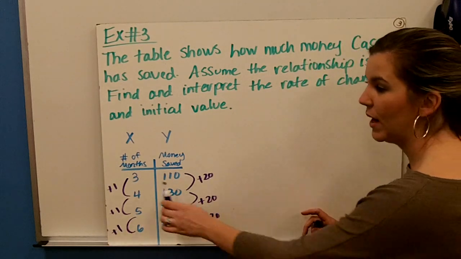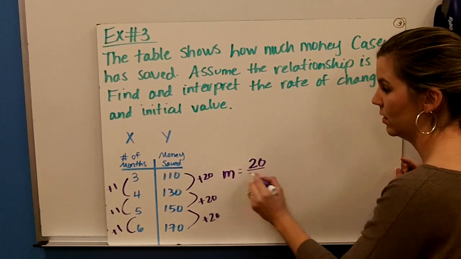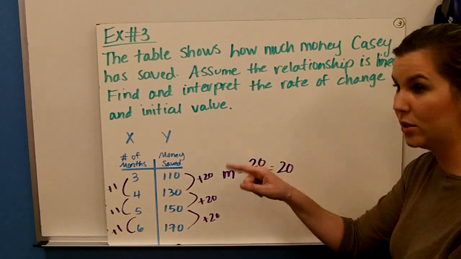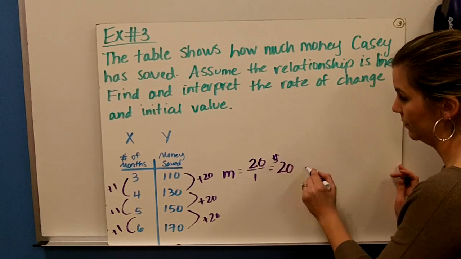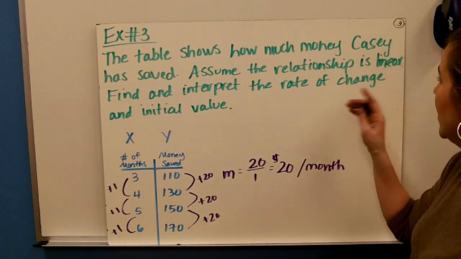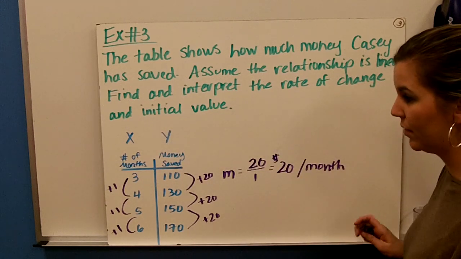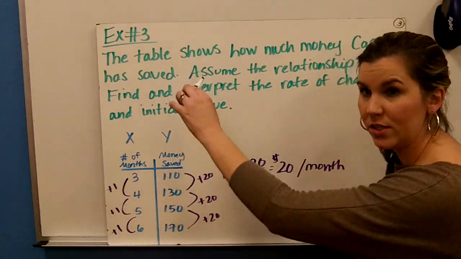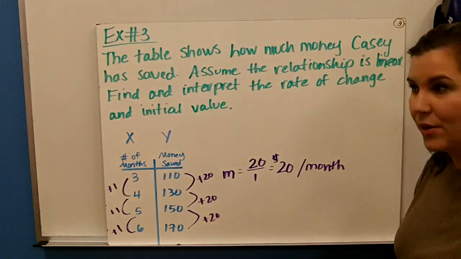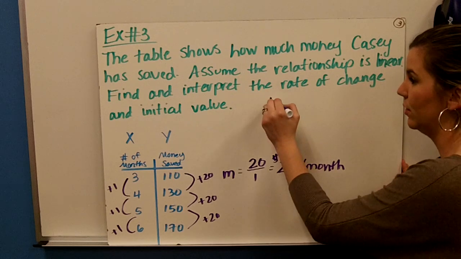And we divide the change in y over the change in x. 20 divided by 1 is 20. So he's saving $20 per month. The rate of change, that's our slope. And our initial value, that's how much money did he start with. So we could go backwards in our table and find out how much money he had at 2 months, 1 month, and then at 0 months. Or we can write an equation and solve for the y-intercept.